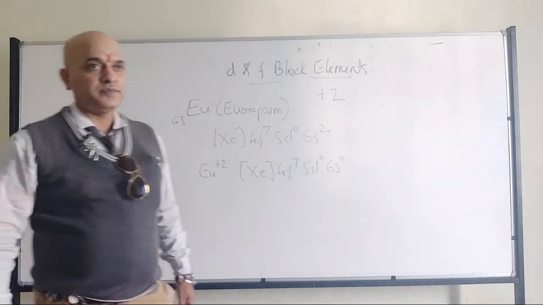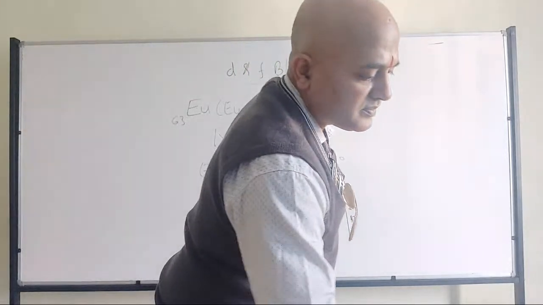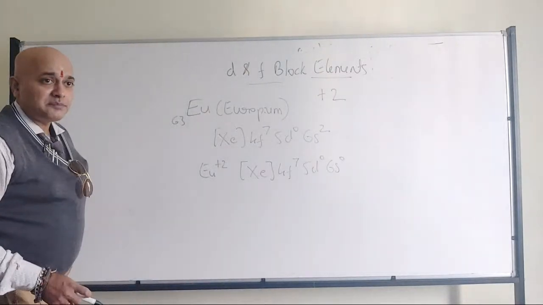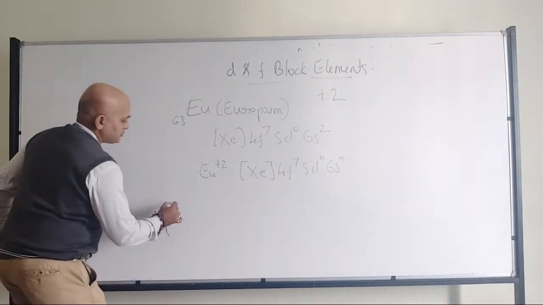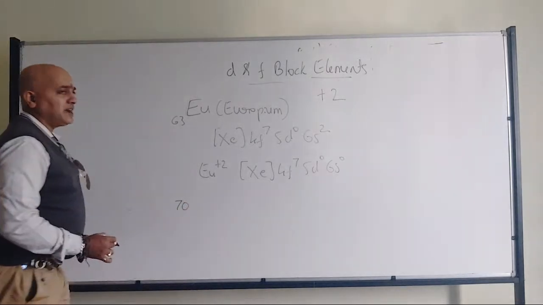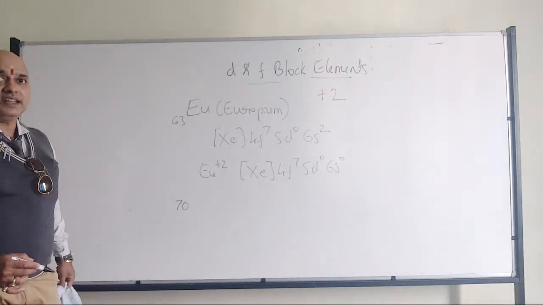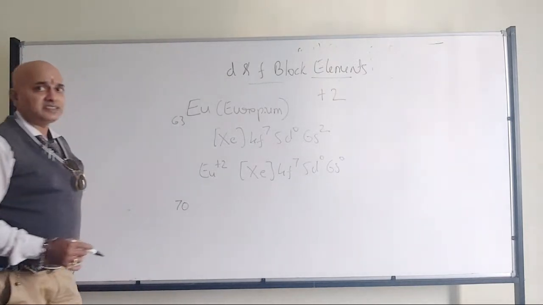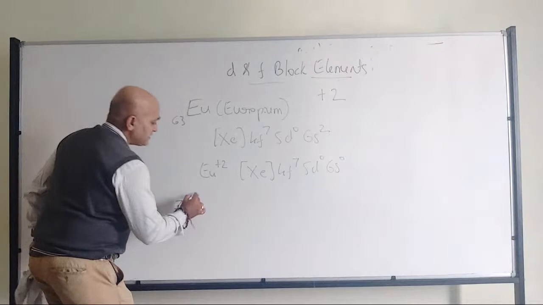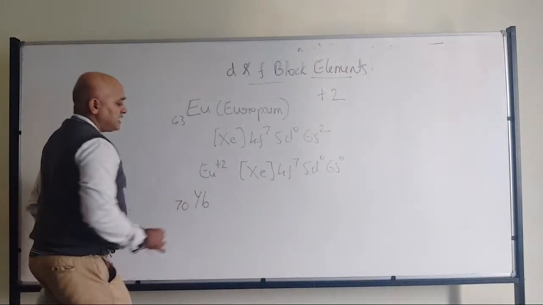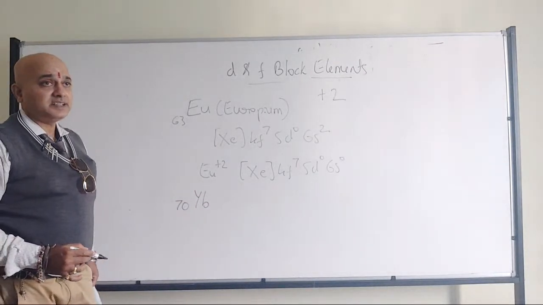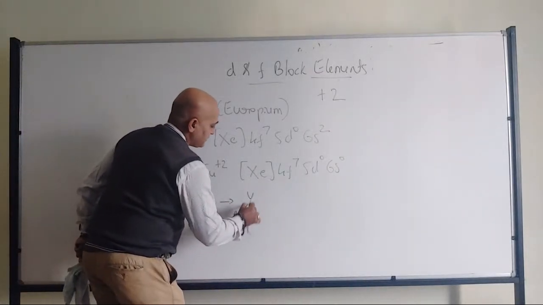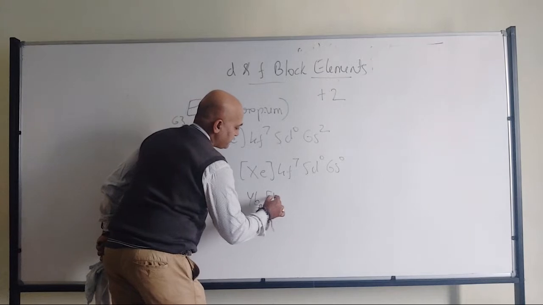Gadolinium. Okay. It should be shown by another element which is having atomic number 70, right? Because add 7 to 63, you are going to get 70. So ytterbium, right? That is ytterbium. So what is the electronic configuration for ytterbium?